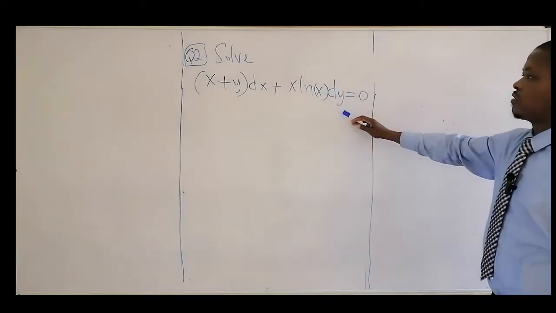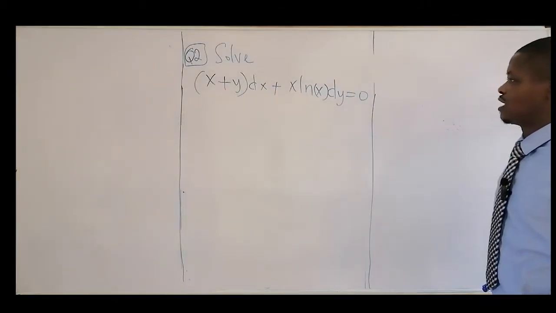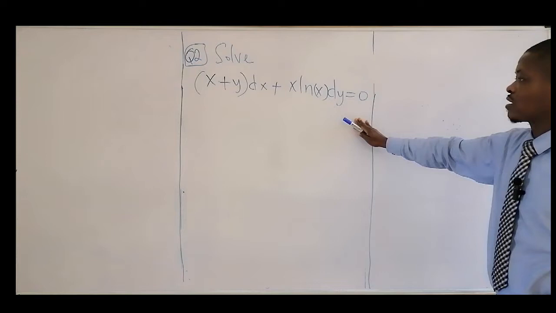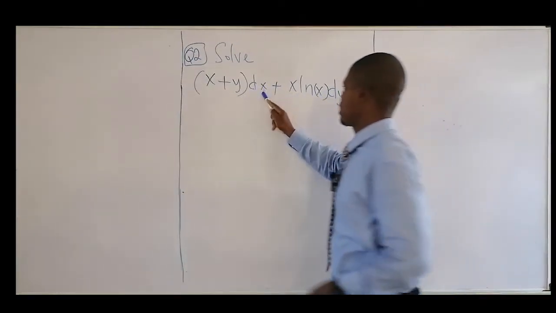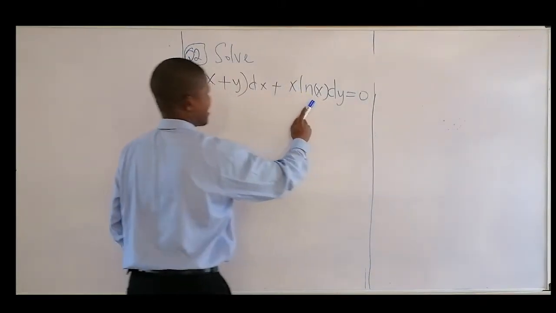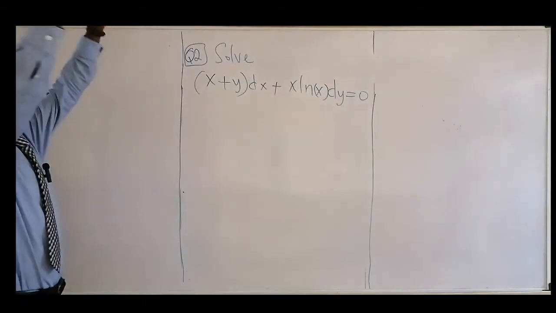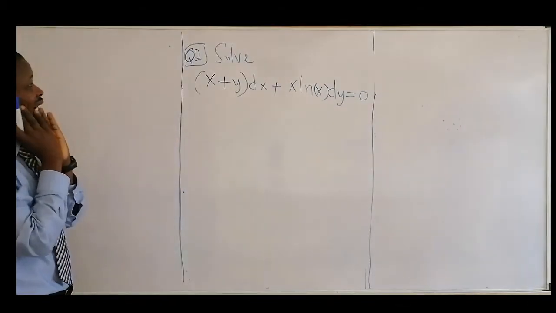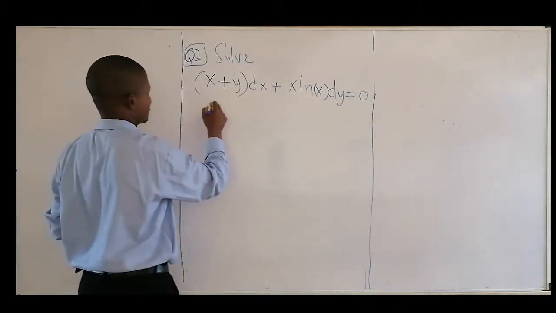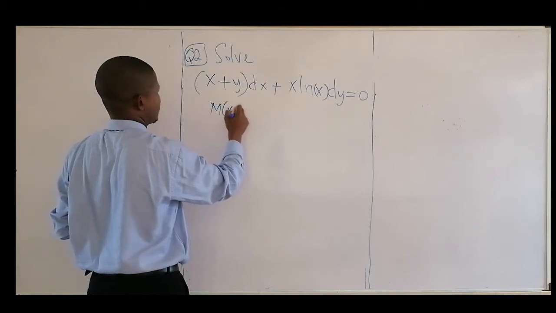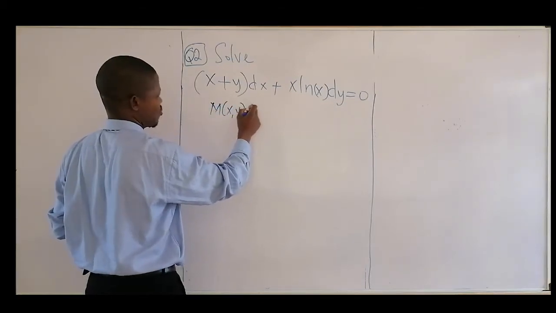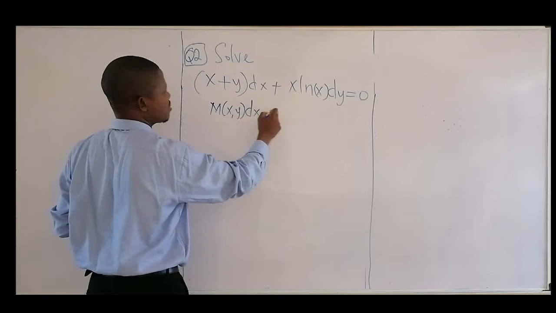Yeah, solve this question: (x + y) dx + x ln x dy = 0. Okay, so if you look at this question, it's in the exact differential equation format.